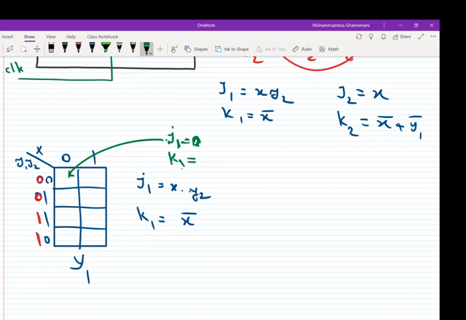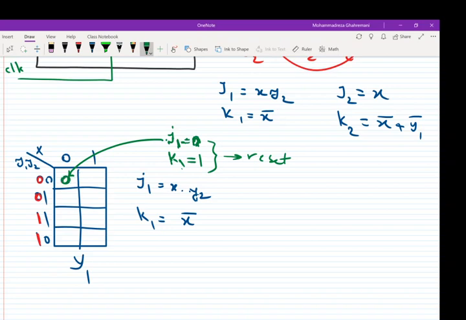K1 is equal to x bar. What is x? Of course, x is 0, so k1 will be equal to 1. What does it mean? j1 is equal to 0, k1 is equal to 1. It means a reset. A reset means output next state is 0. So we can say next state is 0.